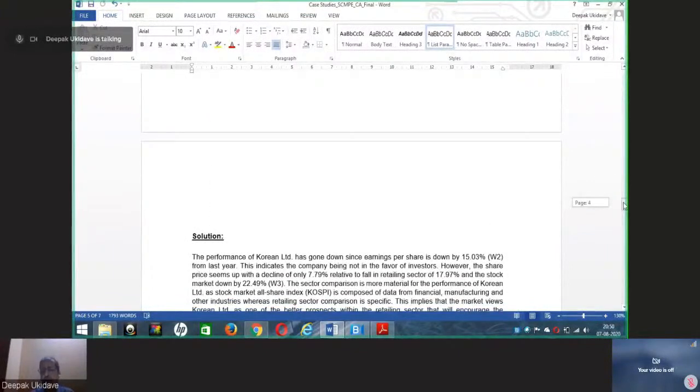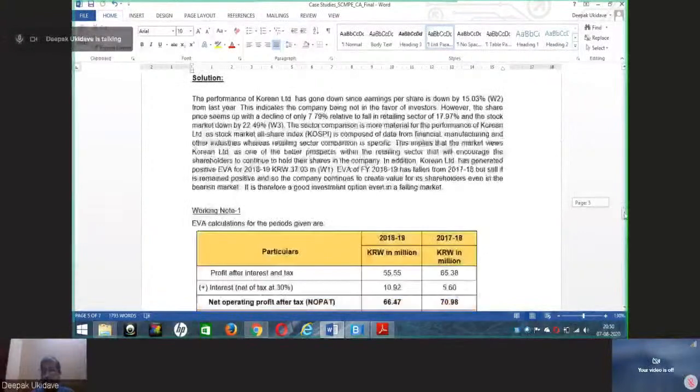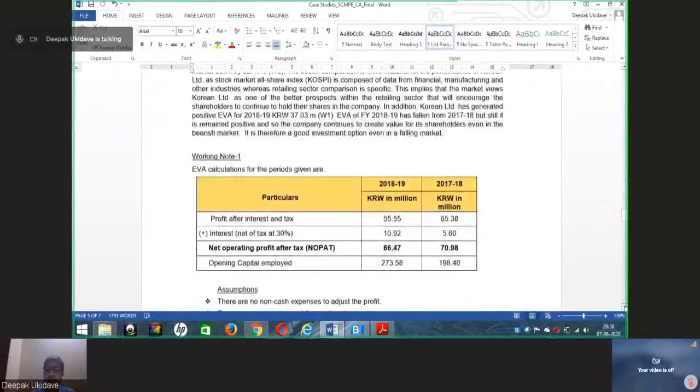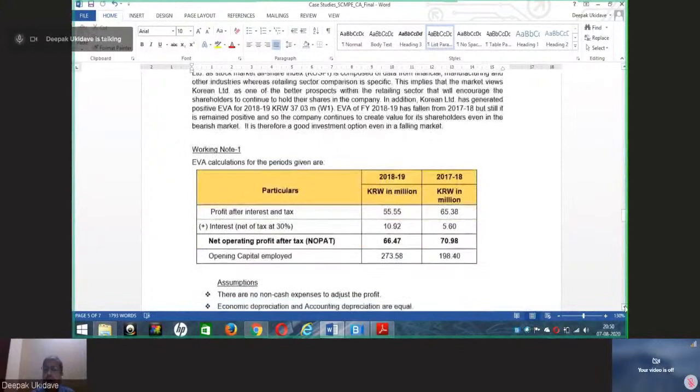So ideally, I should have added 15 point something, 60. But now I'm adding only 10.92 because I'm doing away with the tax benefit, since I'm no longer considering tax benefit on account of interest, since interest is added back. That is the logic. Whatever you are doing for the current year is applicable for previous year also. So you get NOPAT, net operating profit after tax. Any doubts you have, you can ask me in the question link. Net operating profit after tax is 66.47 and 70.98.